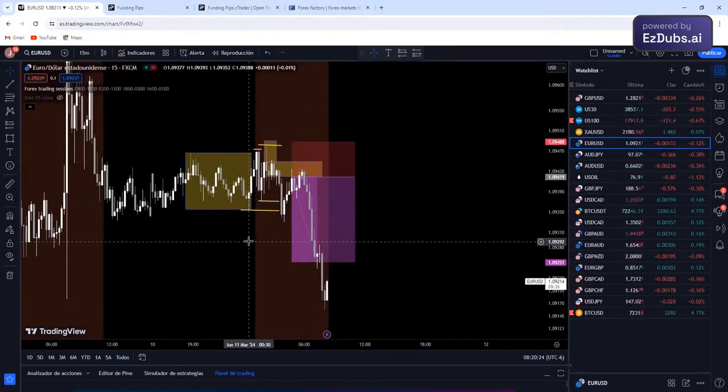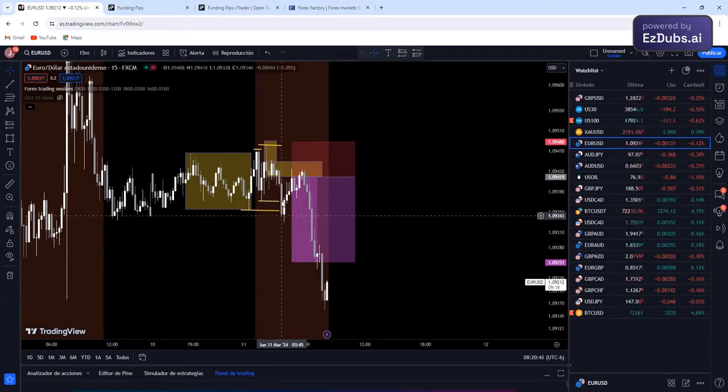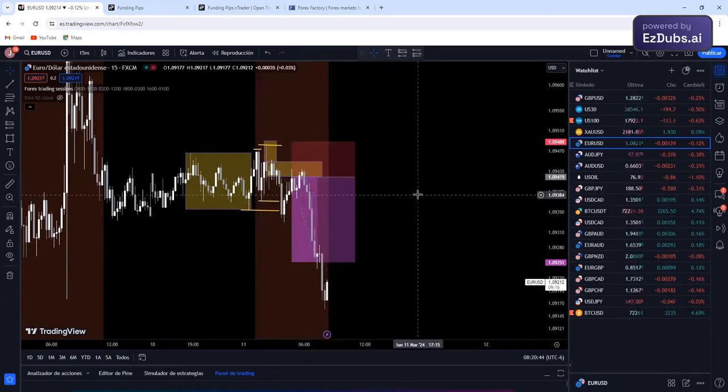Euro-dollar usually respects these structural movements quite a bit in the London session, and then the price pushes downwards, giving us that take profit. It was quite good in my opinion because it was a very accurate entry. Although at one point I had some doubts when the price began to push up, but finally the price decides to break these lows.